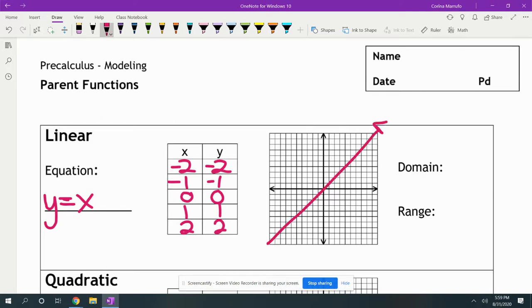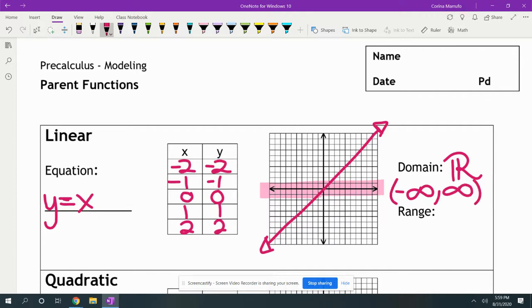Now I'm going to give the domain and range in interval notation. For our domain, it's our x value. If you see, our graph covers all the values going this way and all the values going that way. So our domain is all real numbers. In interval notation, that would be -infinity to +infinity.